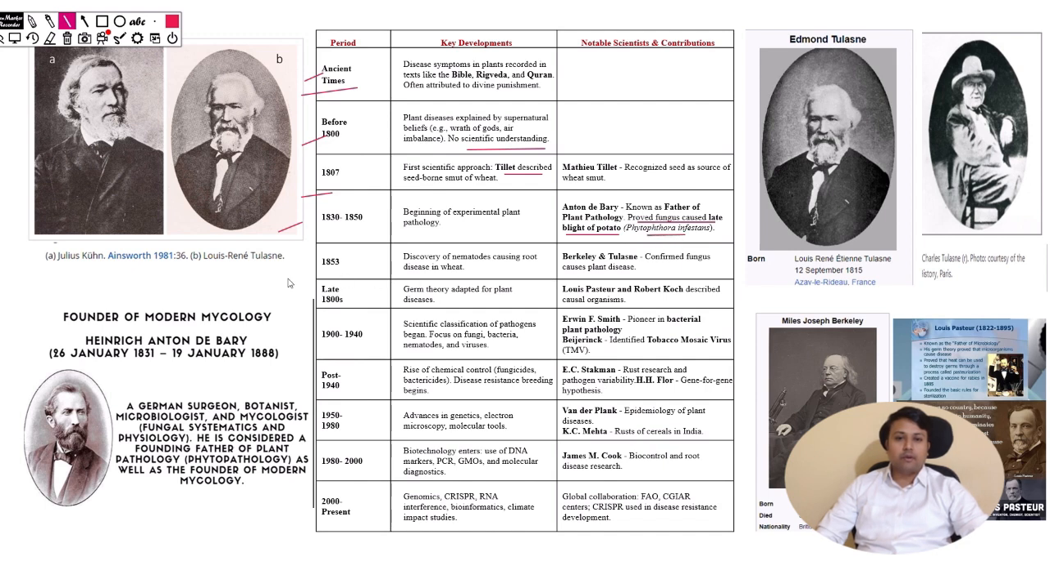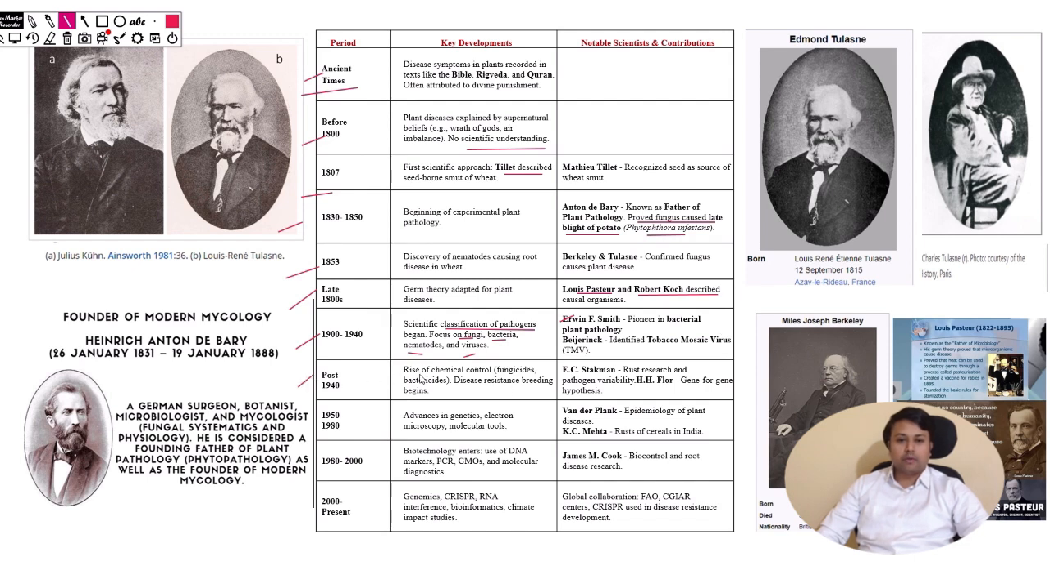In 1850, discovery of nematodes causing root knot of wheat, by Berkeley and Thulasne, who confirmed the cause of plant disease. In 1800s, Louis Pasteur and Robert Koch described causal organisms. In 1900 to 1940, scientific classification of pathogens, with focus on bacteria, fungi, and nematodes. Erwin Smith was a pioneer in bacterial plant pathology. Beijerinck identified tobacco mosaic, as I already told.